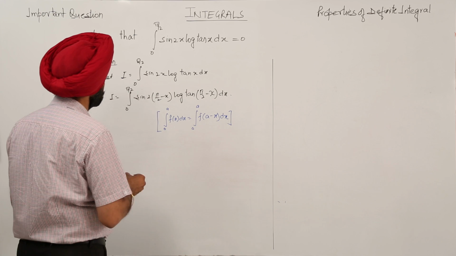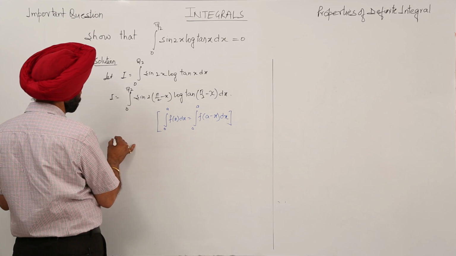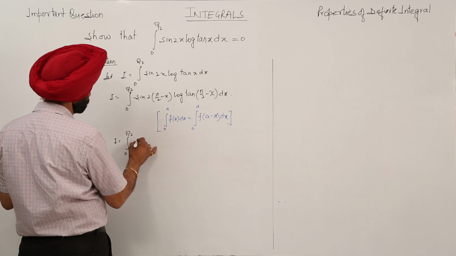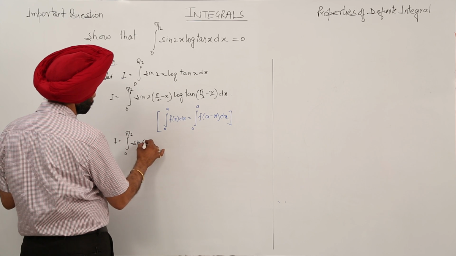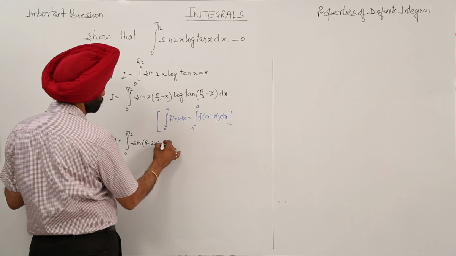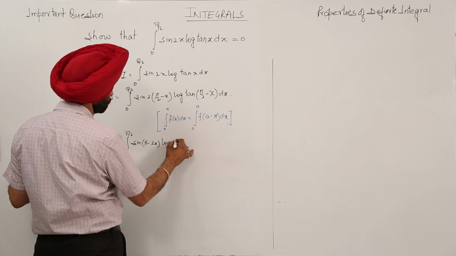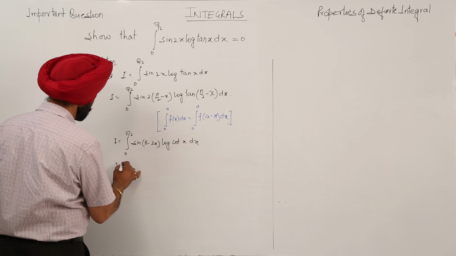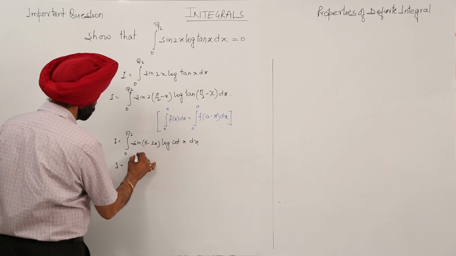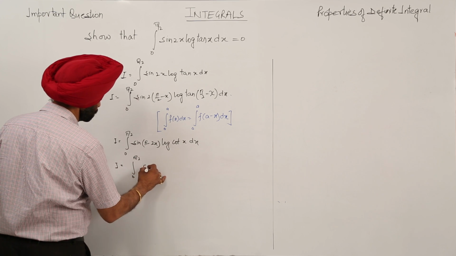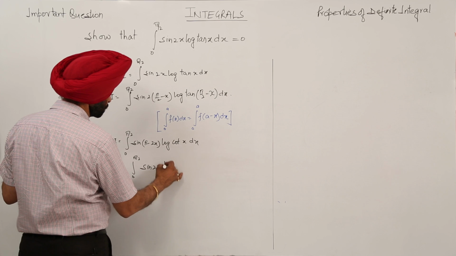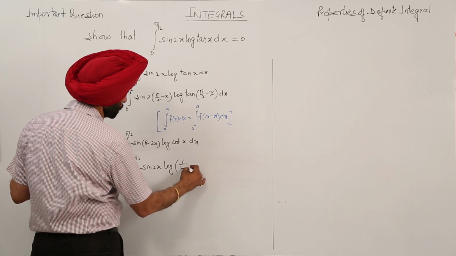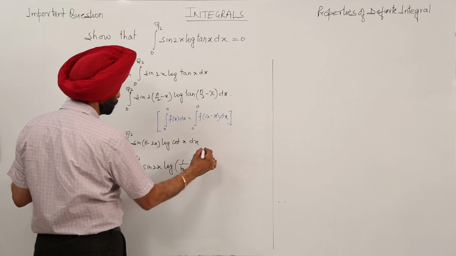Now the question becomes the integration from 0 to pi by 2 of sin (pi minus 2x) log cot x dx, which is the integral from 0 to pi by 2 of sin 2x log cot x, and cot x can be written as 1 upon tan x, then dx.